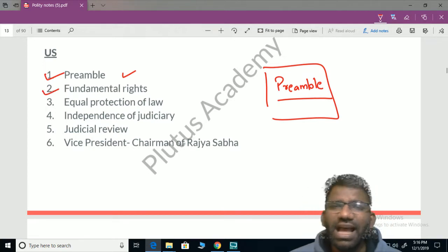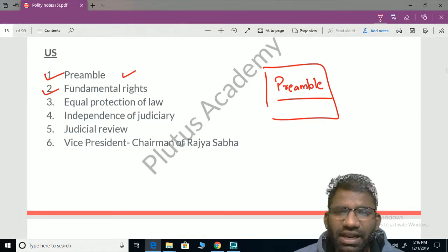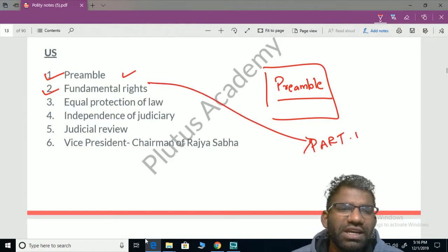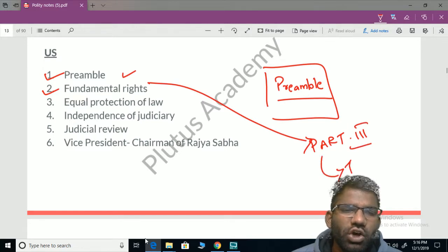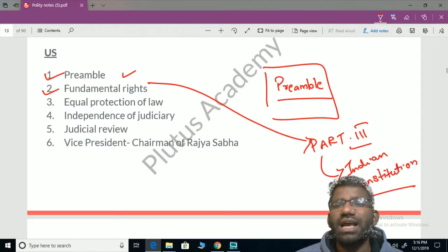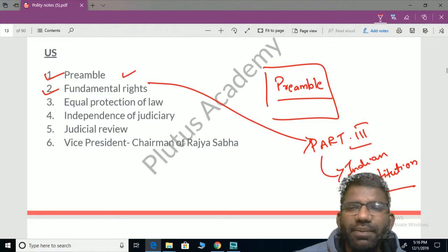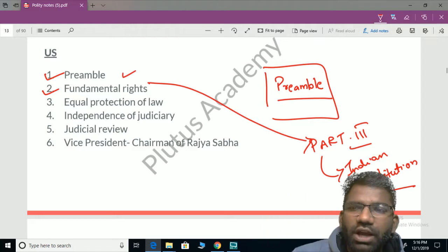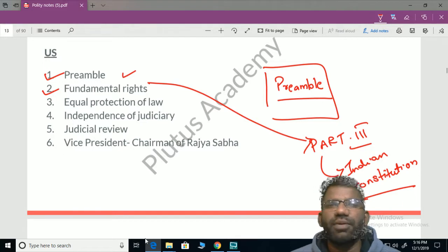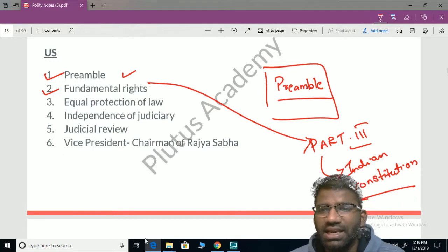Fundamental rights. There are certain rights which have been given to the citizens of India. All those rights which are mentioned in Part 3 of the Indian Constitution are termed fundamental rights. Later on we will be studying the fundamental rights in a very detailed manner, but those rights mentioned in Part 3 of the Indian Constitution are fundamental rights, and these have been taken from the Constitution of the United States of America.